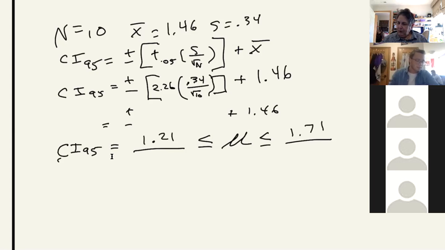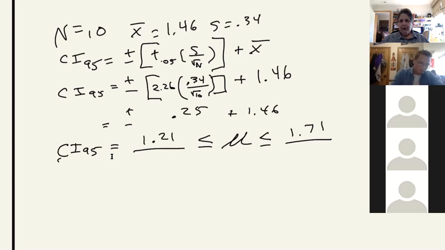What's this number, just so we have it written in for people's notes? What's this number that the left side becomes, 2.26 times 0.34 over the square root of 10? What does that turn into? 0.25. Thanks. I don't have the steps here. I just have the answer.